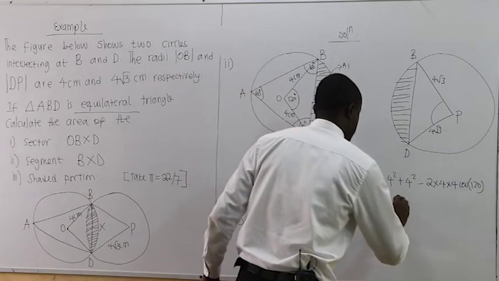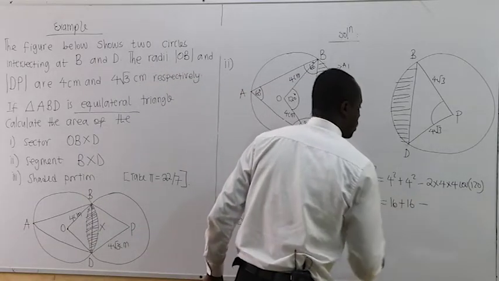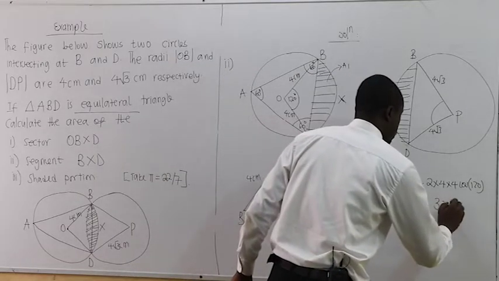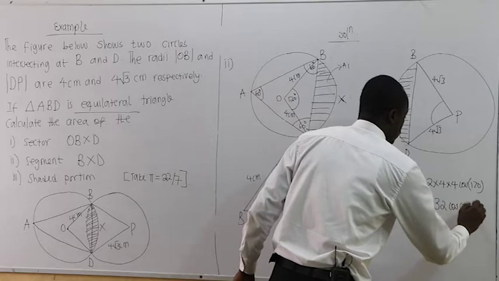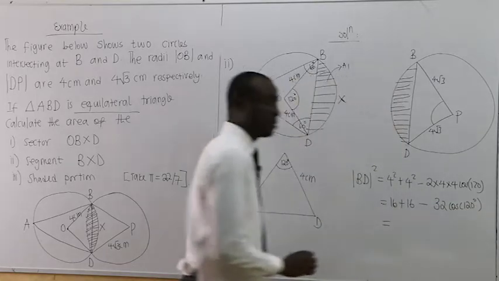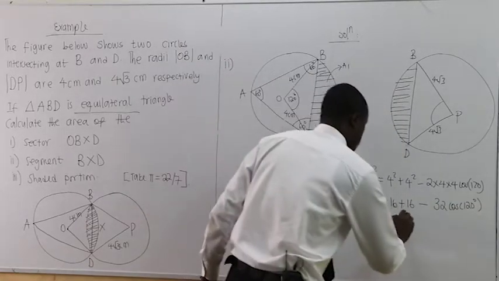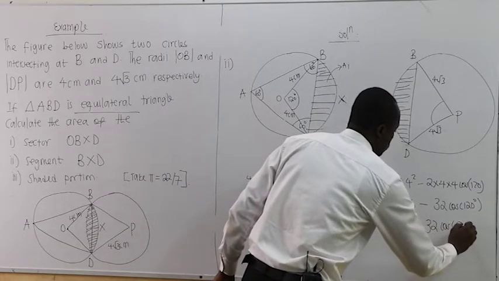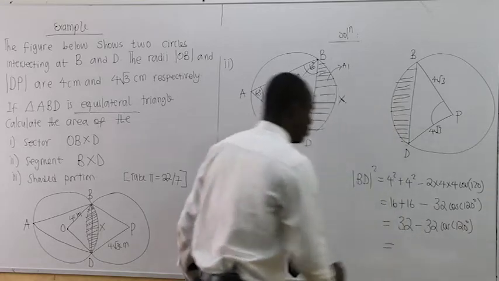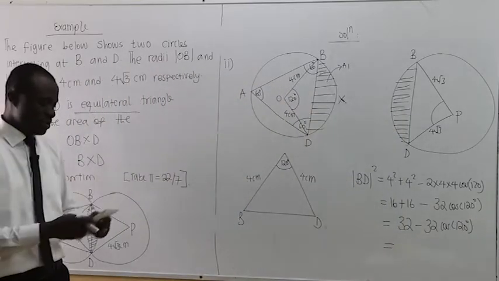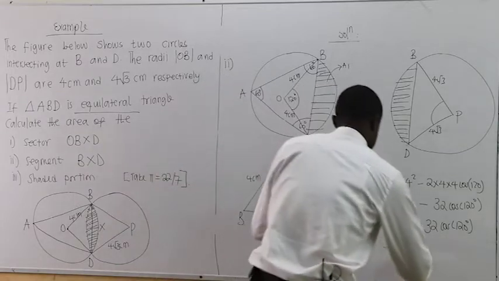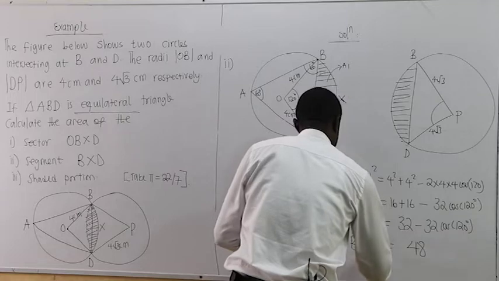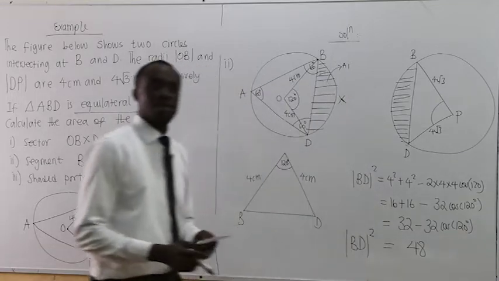So 4 squared, we have 16. 4 squared, we have 16. 2 times 4, 8. 8 times 4, we have 32 cos 120 degrees. Now 16 plus 16, this is 32 minus 32 cos 120 degrees. Now 32 minus 32 cos 120 is equal to 48.